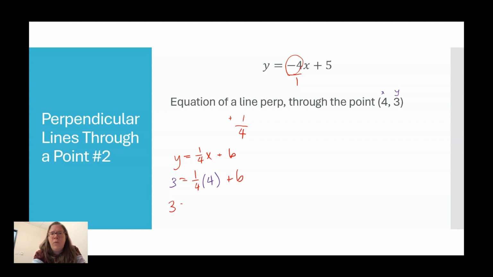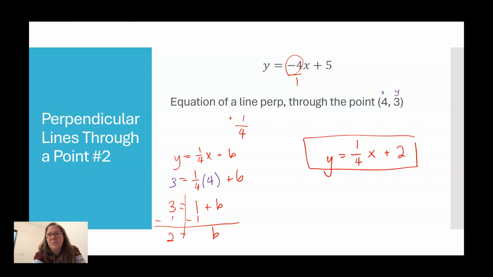1/4 of 4. 4 times 1 is 4. 4 divided by 4 is 1. I bet you know what this one is. Solving it, 3 minus 1 is 2. So b equals 2. So my final equation, y equals 1/4 x plus 2. All right, we started with a line. We flipped and changed the sign of the slope to get the perpendicular slope. We plugged in a point to figure out what our intercept should have been. Got it?